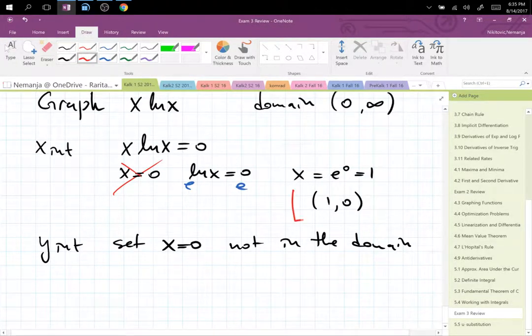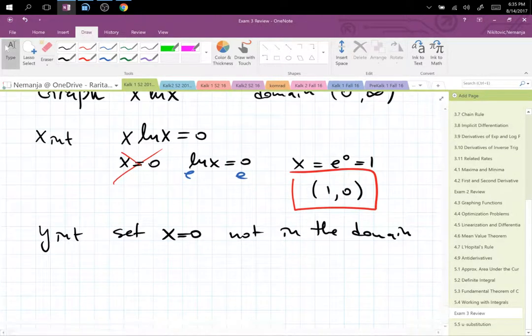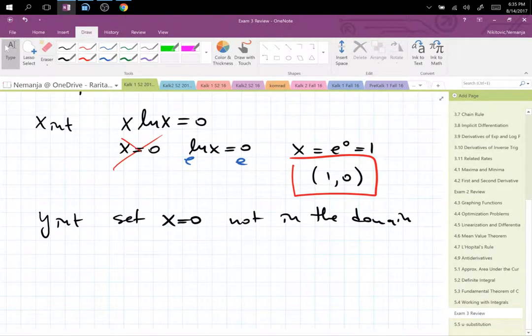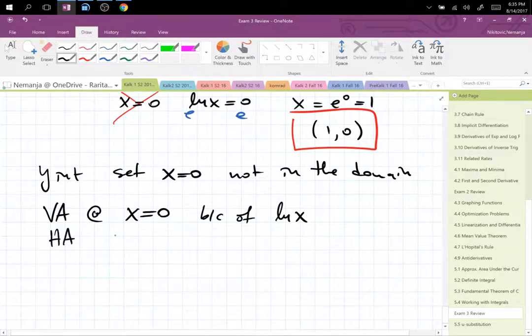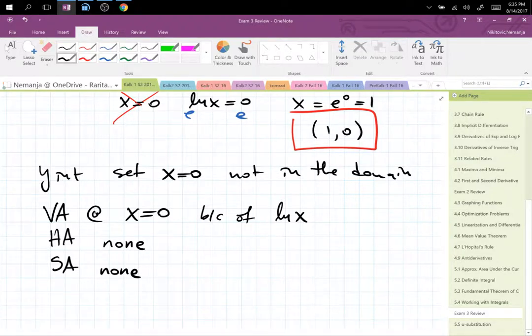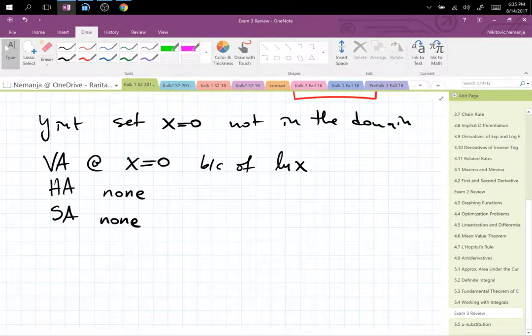So far, we have one piece of information. The next part is asymptotes. So we did the domain, we did the intercepts, now asymptotes. There is a vertical asymptote at x equals 0 because of ln. No horizontal asymptotes, no slant asymptotes, because neither of these functions have them. The next one is the first derivative test, so we need to take the first derivative.